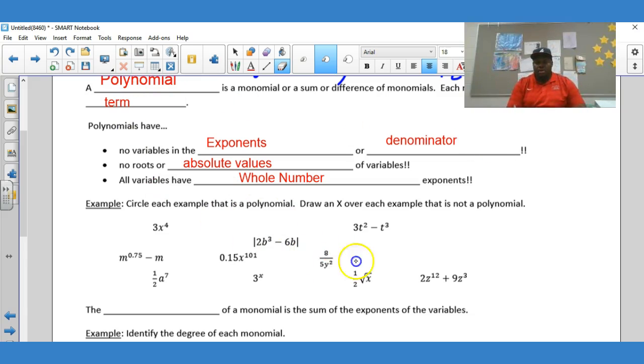So take a look right here. Circle each example that is a polynomial, and draw an X over each example that is not a polynomial.